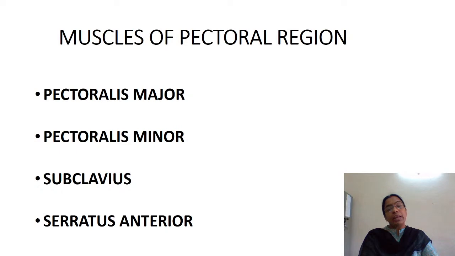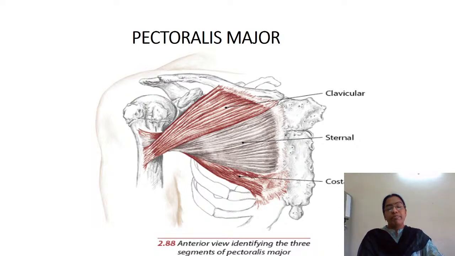One thing to remember, whenever you are studying a muscle, you have to know the origin, the insertion, the action and the nerve supply. Let us see each thing in detail. First, the pectoralis major muscle. So this is the pectoralis major muscle.